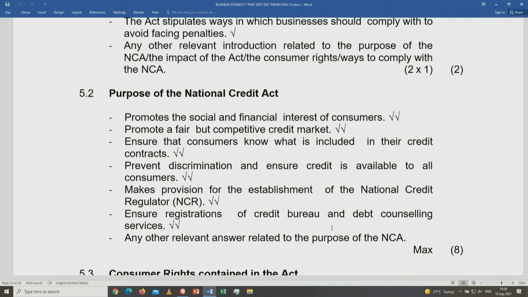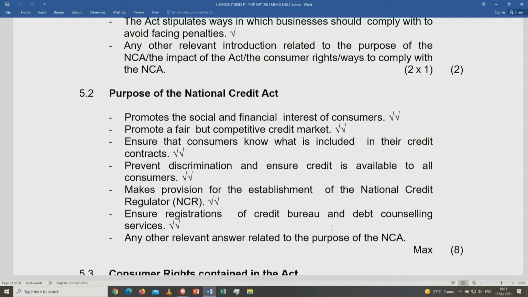Now you must be careful here. We are talking about the National Credit Act. You must be careful that your learners do not present responses with regards to the Consumer Protection Act, because that is commonly the mistake that they make. They confuse the Consumer Protection Act with the National Credit Act. You must be clear and be careful.